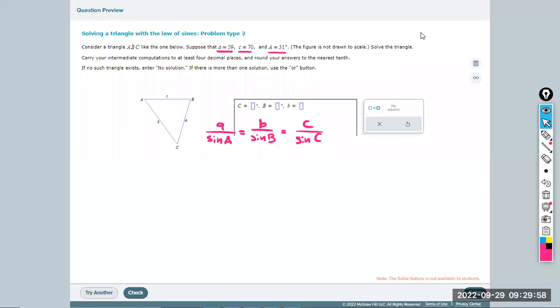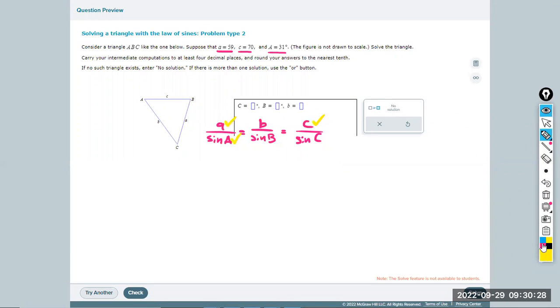Hello guys, this is solving a triangle with the law of sines, problem type 2. For these problems about law of sines and law of cosines, the first thing you have to do is write down the formula of the law of sines and identify what you're given. For example, in this case, I'm given side A, side C, and angle A.